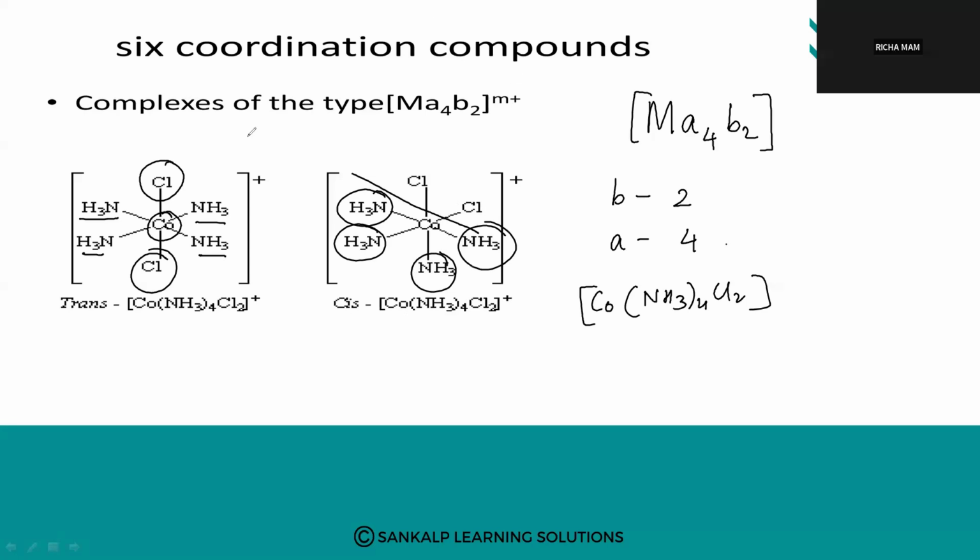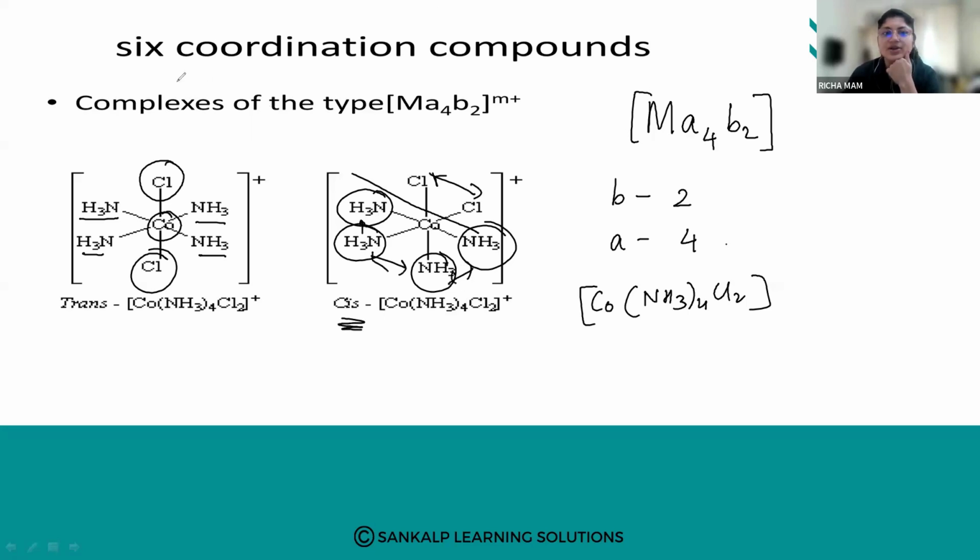Okay, these are all adjacent to each other, because these are all adjacent to each other, and two Cl atoms are, okay, here they are, and these are all adjacent to each other. So this gives rise to cis isomer.